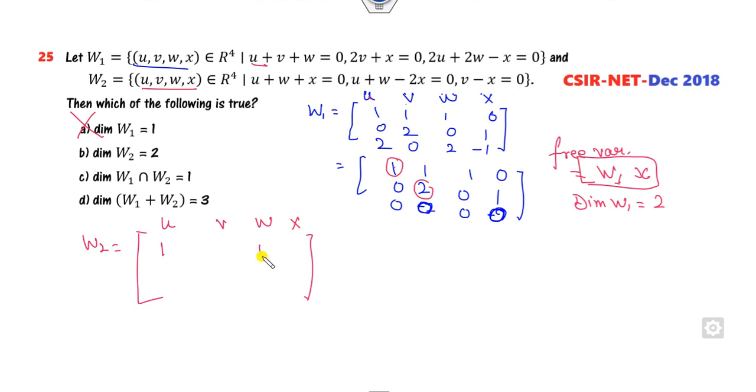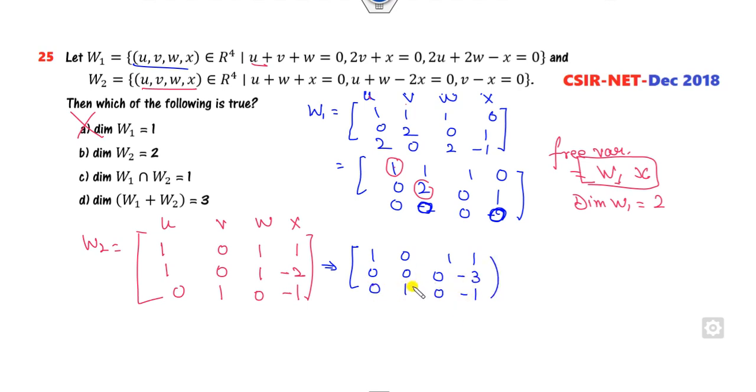Similarly, we can write for W2, with U, V, W, X according to this. So 1, 1, 1, 0; 1, 1, minus 2, 0; third one, V is 1, minus 1, 0, 0. Now I can simplify this as 0, 0, 0, minus 3, and 0, 1, 0, minus 1. Fine. Now you can interchange them. So how many diagonal values are there? 1 0 1 1, 0 1 0 minus 1, 0 0 0 minus 3.